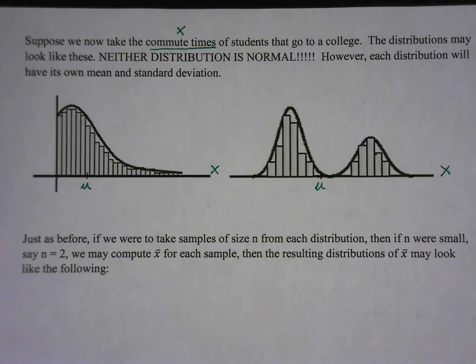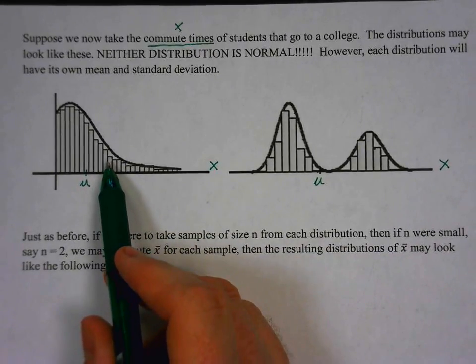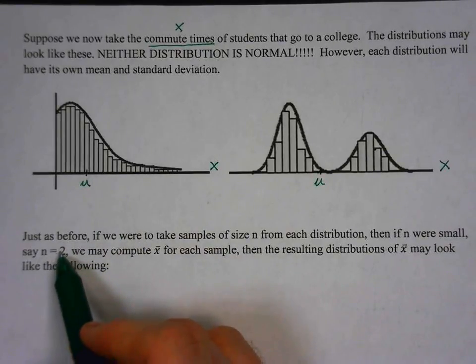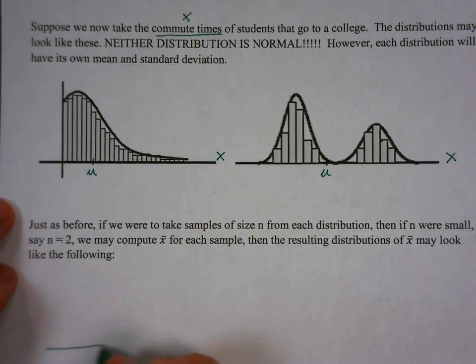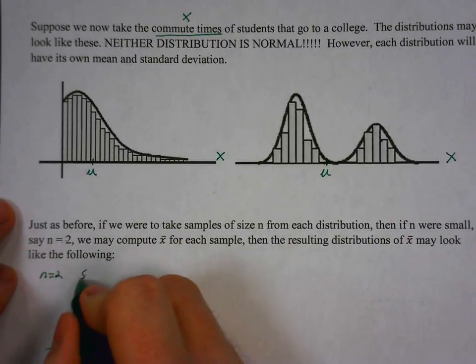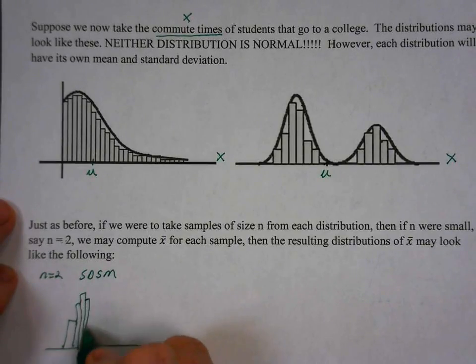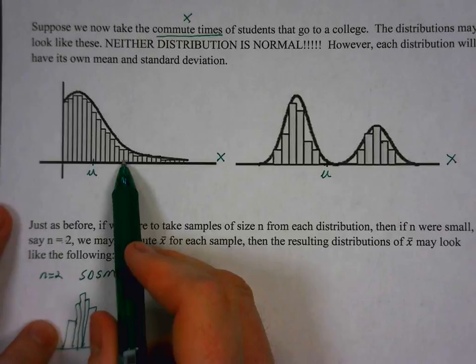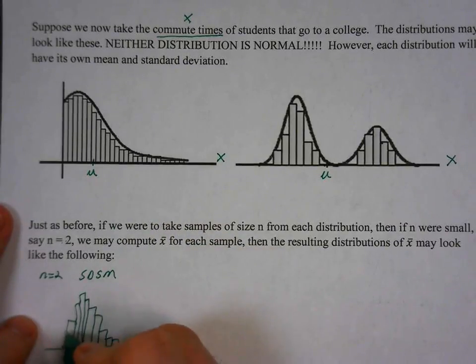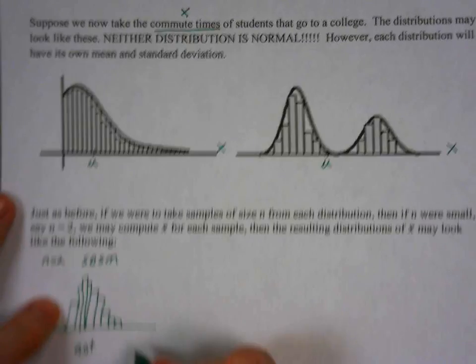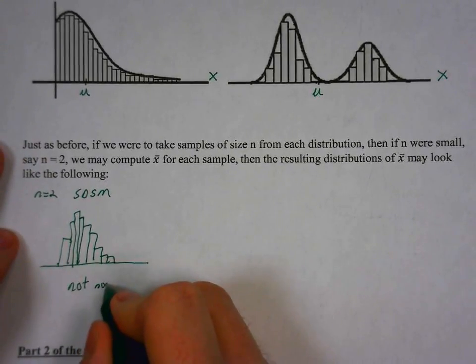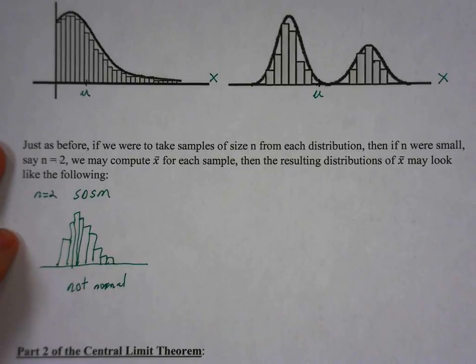Now again, if you go back to that sampling distribution video, you would see that if we started with the skewed distribution and a small sample size, we ended up with a distribution of the sample means also being skewed. It looks something like this. It wasn't quite as skewed as the original, but it was still fairly skewed. So not normal.